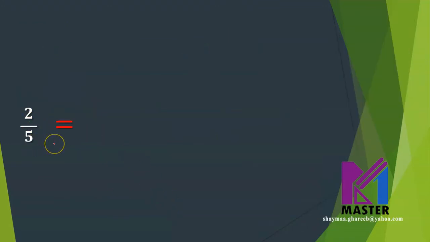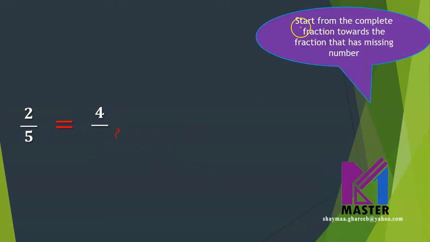Look at this fraction. 2/5 equals another fraction: 4 over a missing number. There is a missing number here. What should I do? How to get this missing number? This equal sign means these two fractions are equal to each other, okay? How to get the missing number here? Let's see. Start from the complete fraction towards the fraction that has the missing number. This is the complete fraction, right?